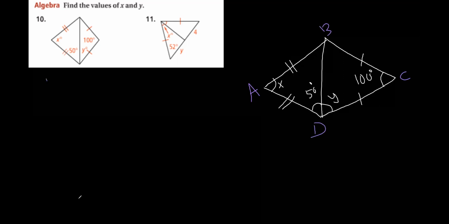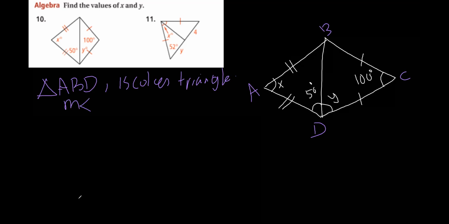So in the triangle ABD, it is an isosceles triangle. Because it is an isosceles triangle, the measurement of angle ADB, which is 50, equals the measurement of angle ABD. This one is equal to this one because of the theorem. Is it right?